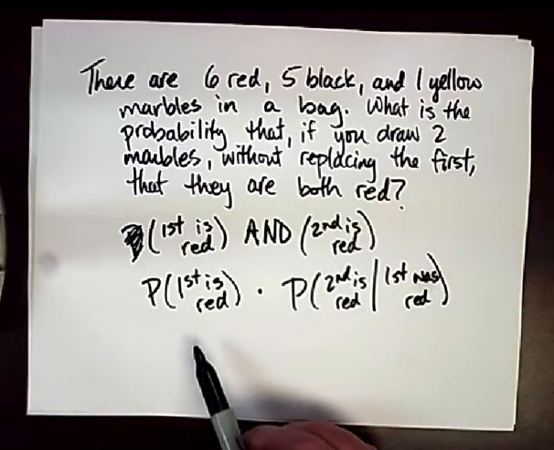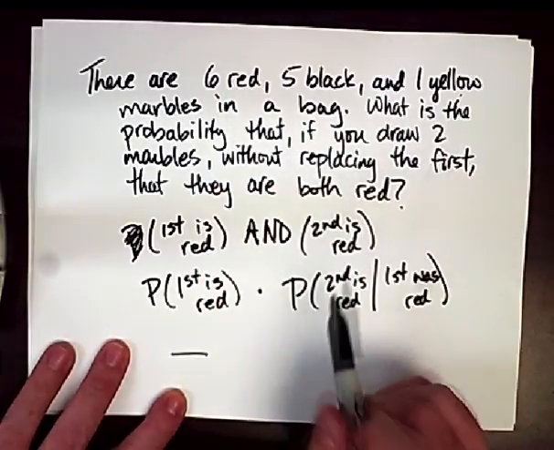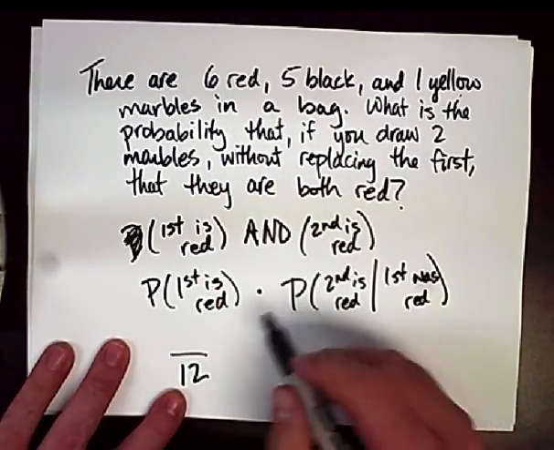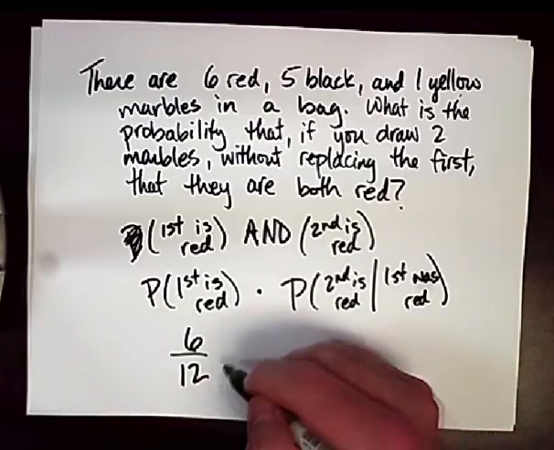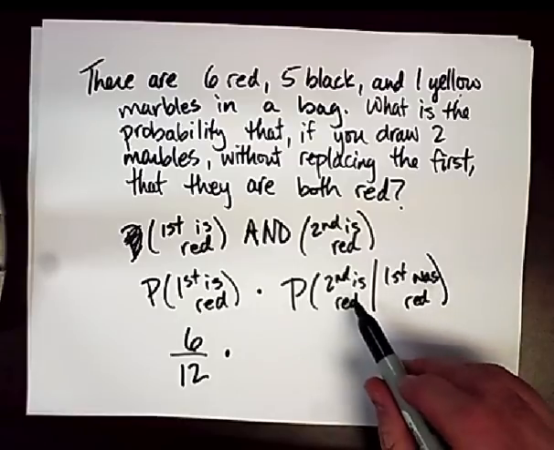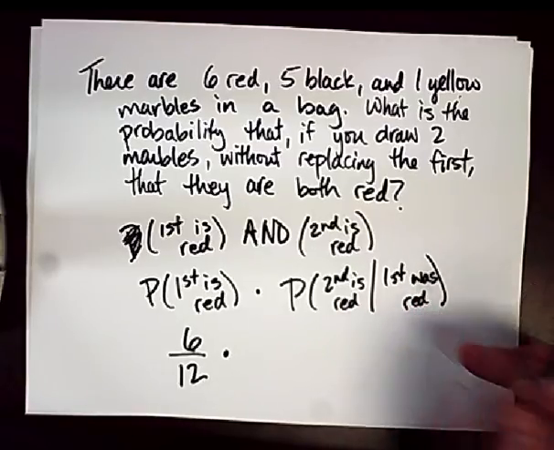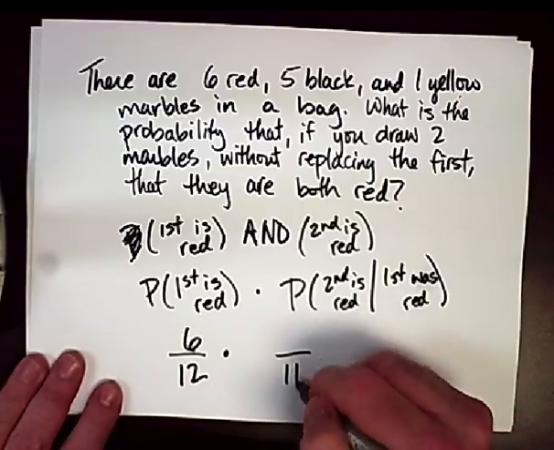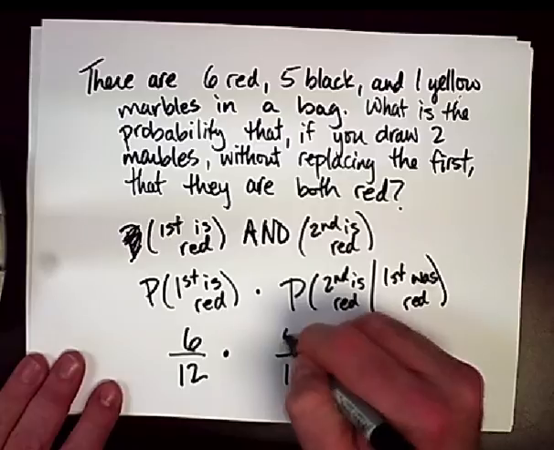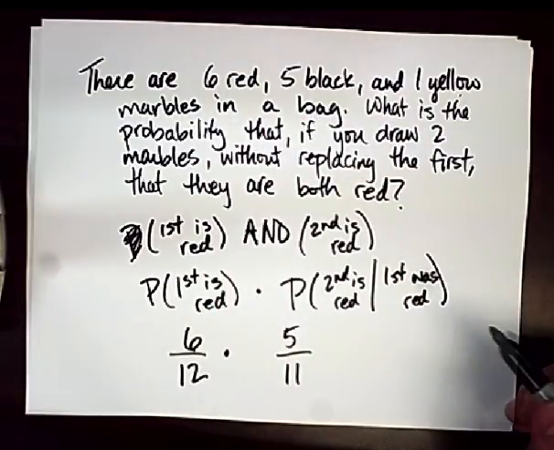So what's the probability that the first one you draw is red? Well, there are 12 marbles in there, so there are 12 options, and 6 of them are red. Times the probability that the second is red if you already pulled out a red one. Well, if you've already pulled out a red one, there are 11 marbles in there, and 5 of them are red, because you took one out.